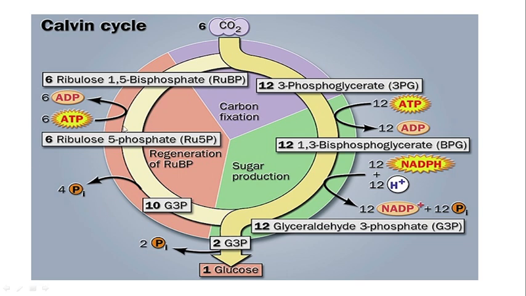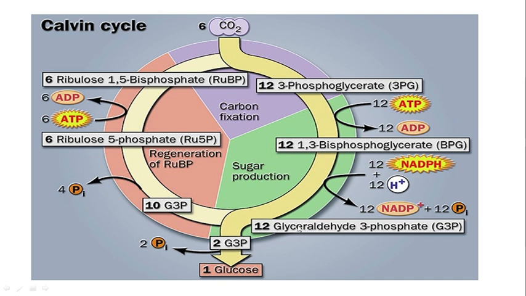From the 10 molecules of glyceraldehyde 3-phosphate, 6 ribulose 5-phosphate molecules are regenerated, and again here the ATP is converted into ADP, and the ribulose 5-phosphate is converted into ribulose 1,5-bisphosphate, and that is again the acceptor of CO2 molecule. That will again accept the CO2 molecule. Again carboxylation or carbon fixation will take place, and it will be converted into 3-phosphoglycerate. From that 1,3-bisphosphoglycerate will form.